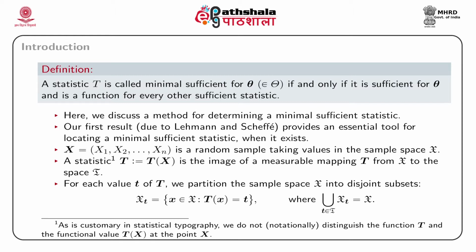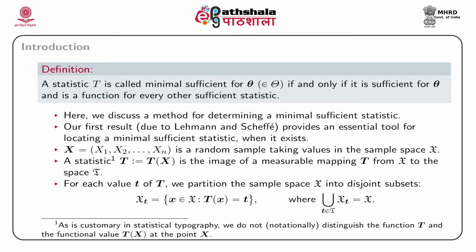Let us look at the original data X equals X1, X2 up to Xn, whose realized value is denoted by small x, which is actually a vector valued, small x1, x2 up to small xn, belongs to script X. Here script X denotes the whole sample space. Consider a statistic capital T, that is, T is a mapping from script X to some space script T, say.